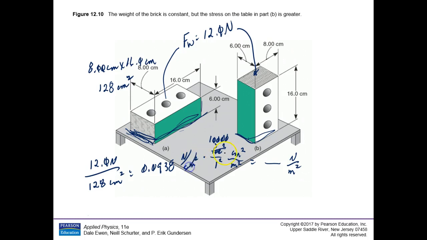Now the centimeters squared cancel out and you get newtons per square meter, just like what you want, but then you move your decimal place 4 places to the right. 1, 2, 3, 4. 938 newtons per square meter, which would be 938 pascals, because a pascal is a newton per square meter. Okay. Now, let's take that brick and put it up on its edge.